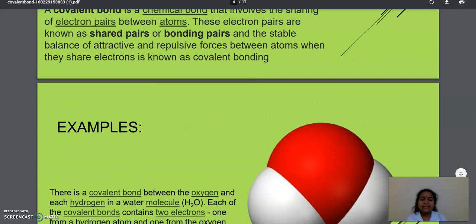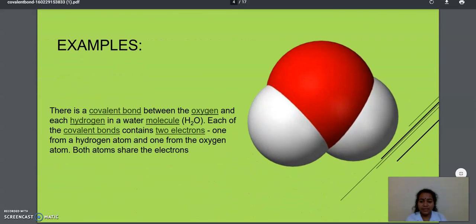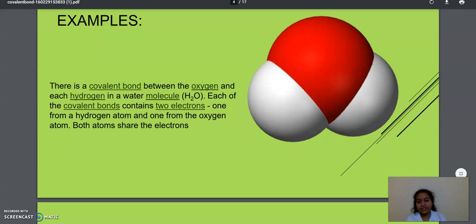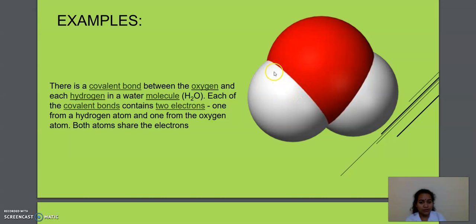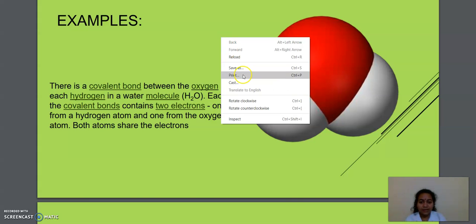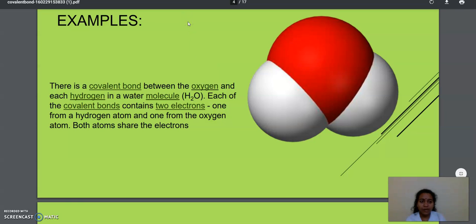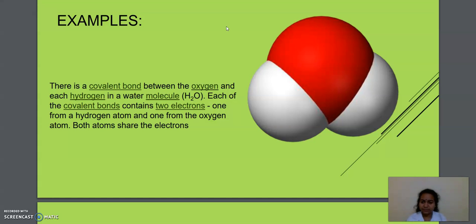So let's see one example. Here you can see the H2O molecule. In H2O molecule, we can see that there is a covalent bond between oxygen and hydrogen. So there are two hydrogens. These hydrogens and oxygen are sharing their electrons. So each of the covalent bond contains 2 electrons. If it is denoted by one single line, it is denoting 2 electrons, that is one pair of electrons. For example, we can denote the covalent bond as represented by a single notation.